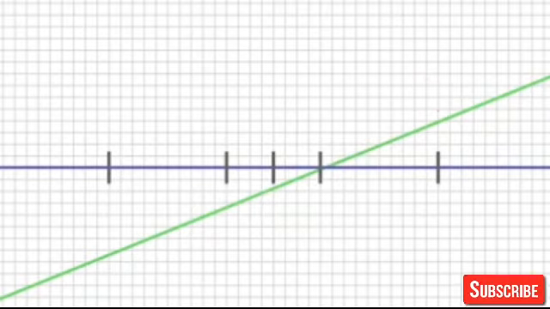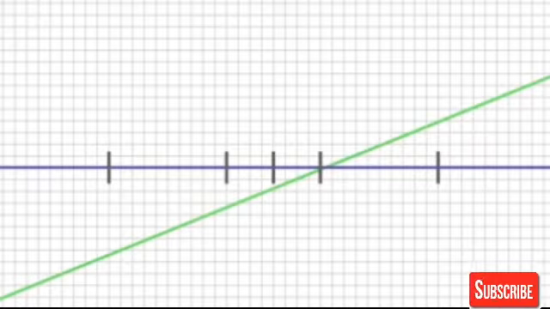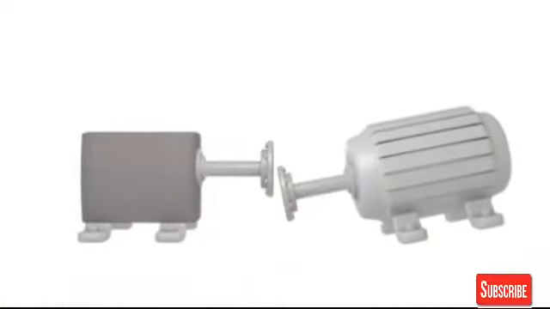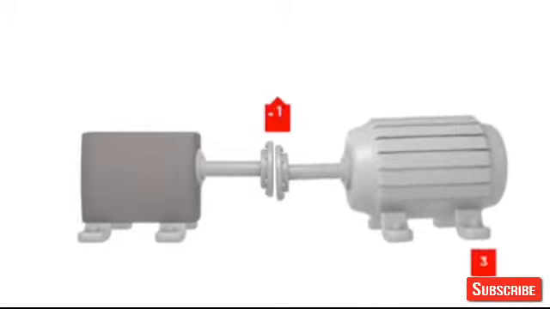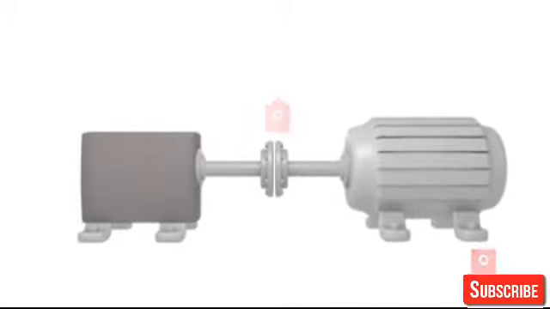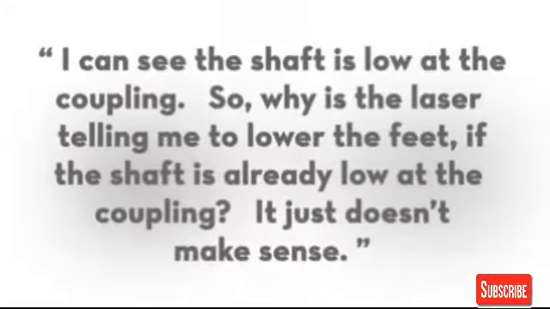Since we induce the angular misalignment by adding 20 thou to the back feet, the only way to correct the misalignment is by removing 20 thou to lower the rear feet. At this point, we might hear an aligner ask, I can see that the shaft is low at the coupling, so why is the laser telling me to lower the feet if the shaft is already low at the coupling? It just doesn't make sense.